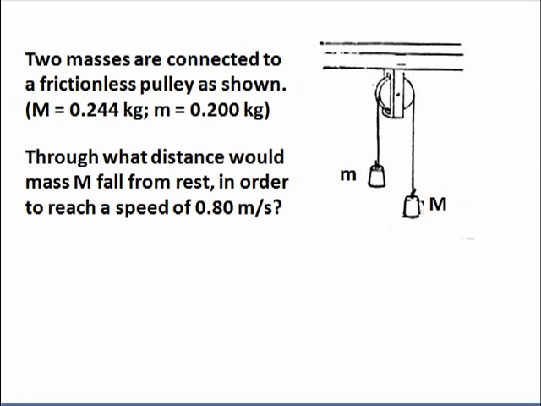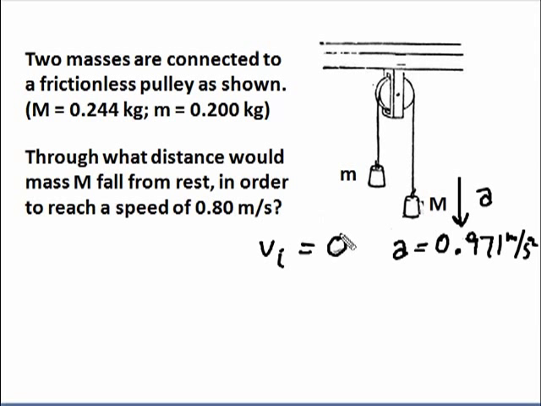Now we're asked a kinematics question. We know the acceleration, and they want us to find the distance that it will fall in order to reach a certain speed. So we write down what we know. From the previous part of the question, the acceleration was 0.971 meters per second squared. We know that it started from rest. The question tells us that. And we know that it reaches a speed of 0.8 meters per second. And the question is, all right, at that speed then, what distance did it fall?